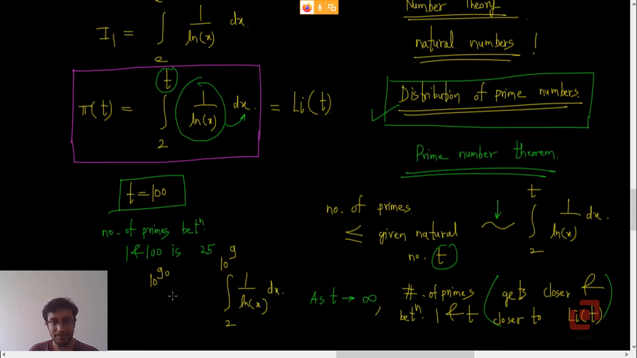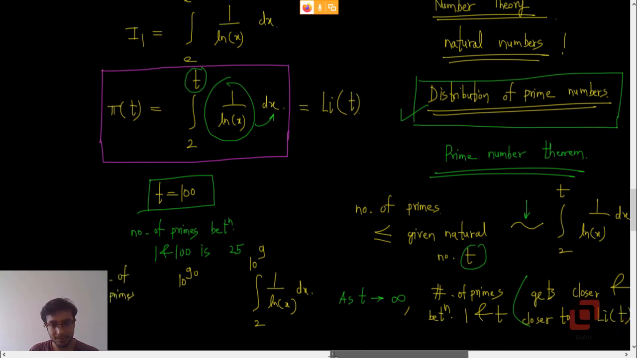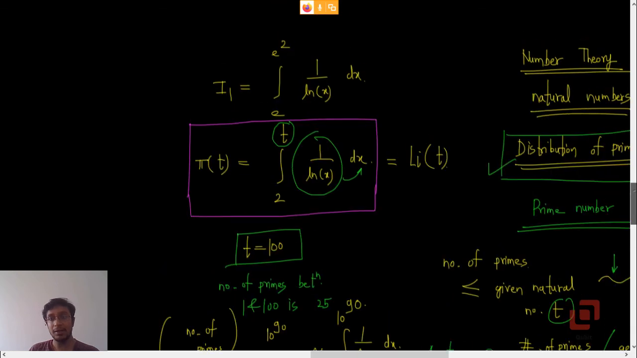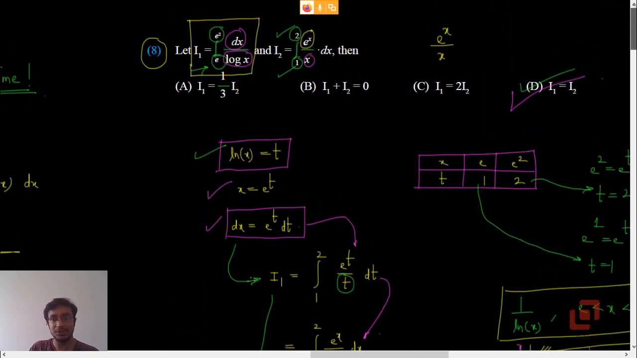dx. Usually the prime counting function is denoted by pi, but I already used it here, so let's stick to our notation. The number of primes less than or equal to 10 raised to 90 is approximately equal to the integral of 1 over log of x with respect to x, from the lower limit 2 to the upper limit 10 raised to 90. So this is the significance of the integrand that made its appearance in our multiple choice question. What was it?